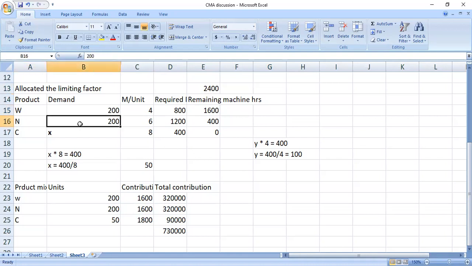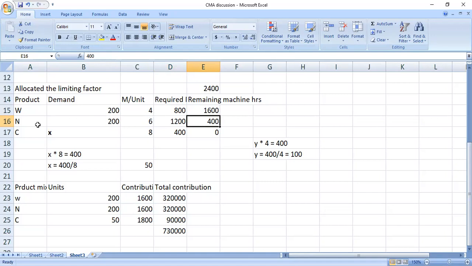Then you go to the next product, which is N. The demand is 200. If I want to maximize the demand, how many hours will I require? One unit is at 6, so for 200 you will need 1,200. Then you ask yourself, is the limiting factor enough? When you check, you have 1,600 and you need 1,200. So you produce, and how much time will be left? It will only be 400.